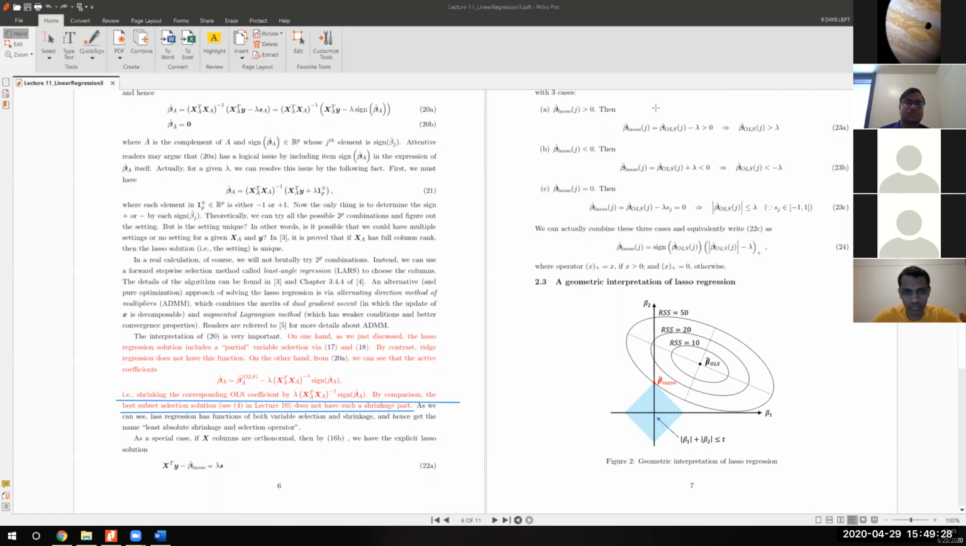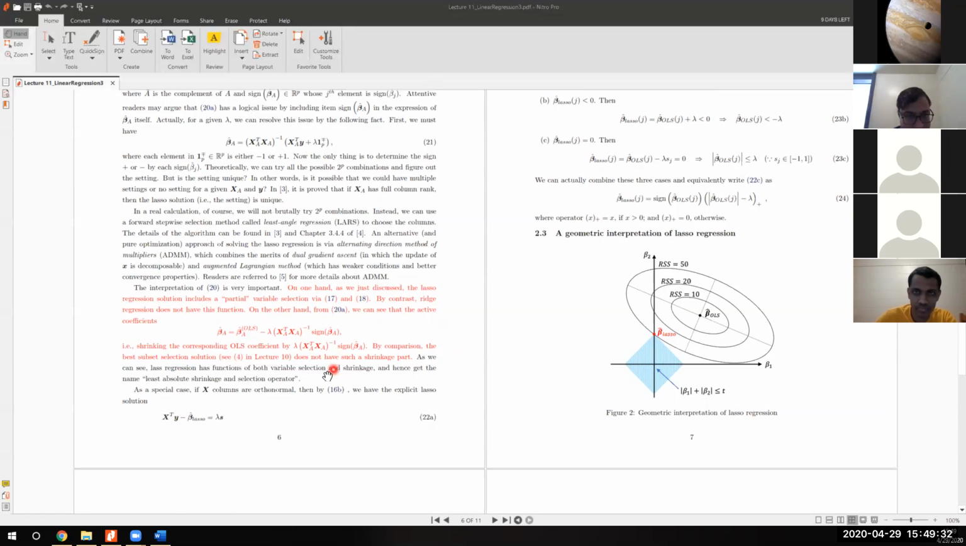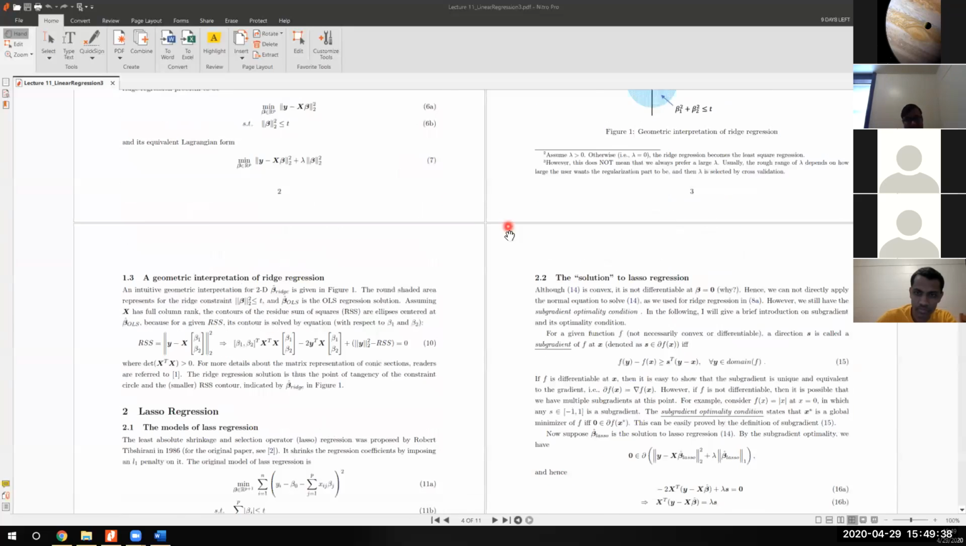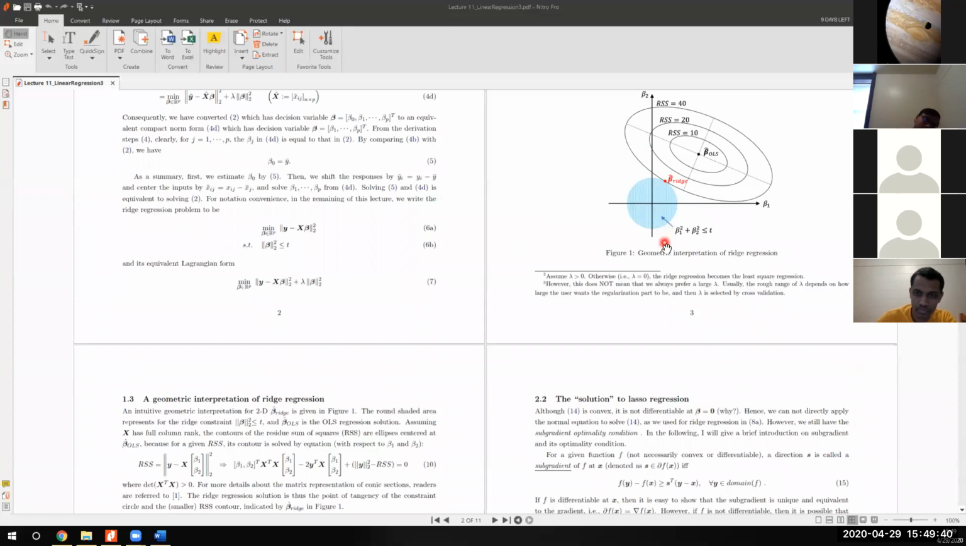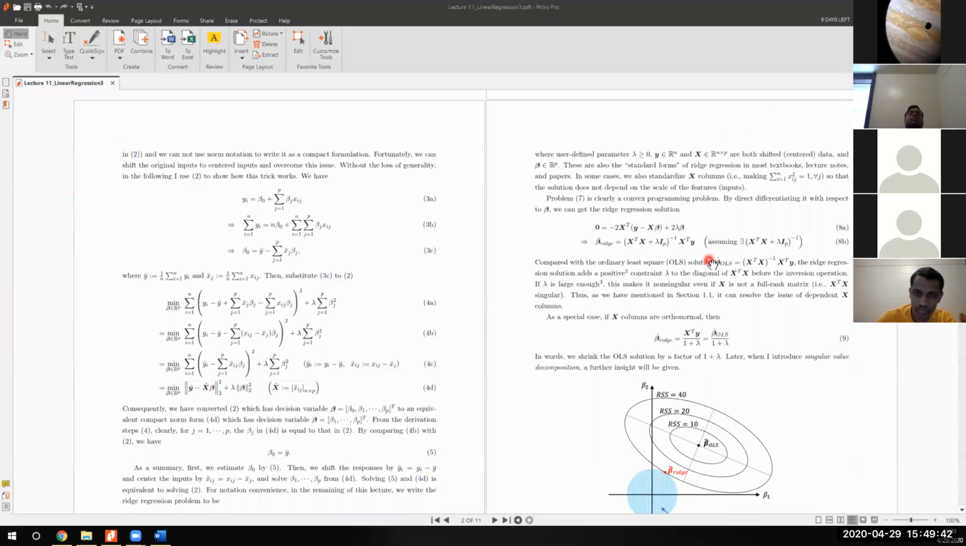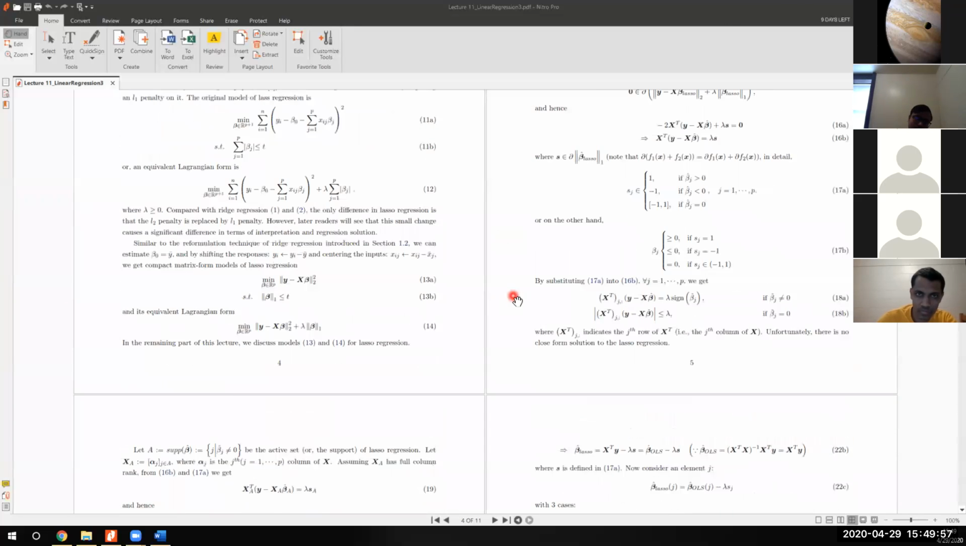Okay, then let's introduce again a special case, which is if X columns are orthonormal, the same as we did here. Where's my ridge regression here? Okay, here, this part. If my X columns are orthonormal, we have seen that the ridge regression can be expressed in this way. Now let's have a look at what's going to happen for the Lasso regression.